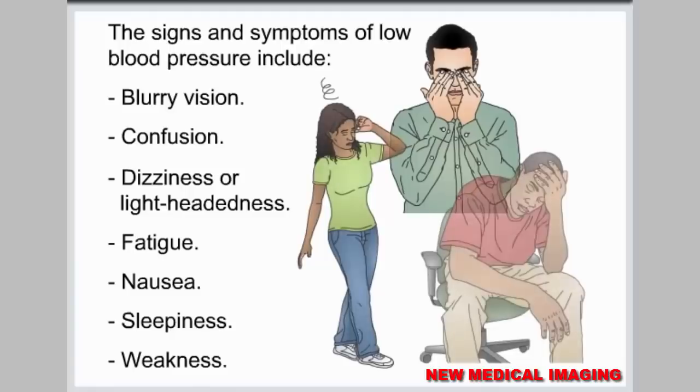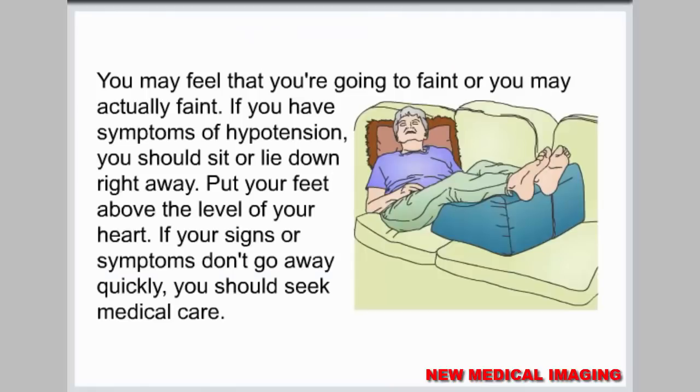The signs and symptoms of low blood pressure include blurry vision, confusion, dizziness or lightheadedness, fatigue, nausea, sleepiness, weakness. You may feel that you're going to faint, or you may actually faint. If you have symptoms of hypotension, you should sit or lie down right away. Put your feet above the level of your heart. If your signs or symptoms don't go away quickly, you should seek medical care.